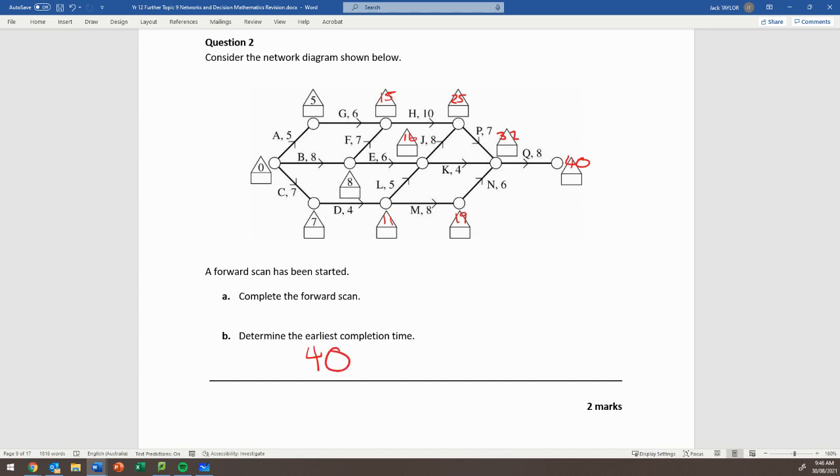This question doesn't have any context to it. We don't know if it's minutes, weeks, hours, whatever. So we'll just leave it as 40.